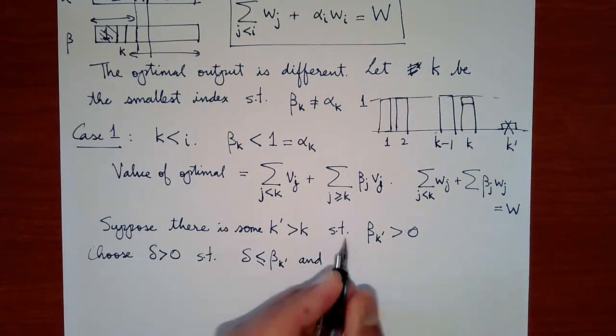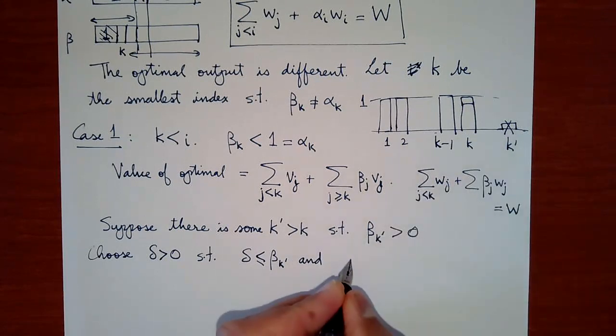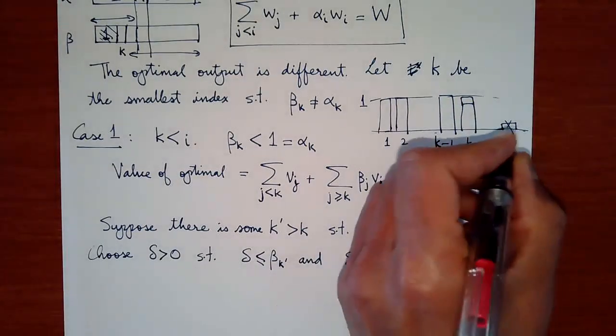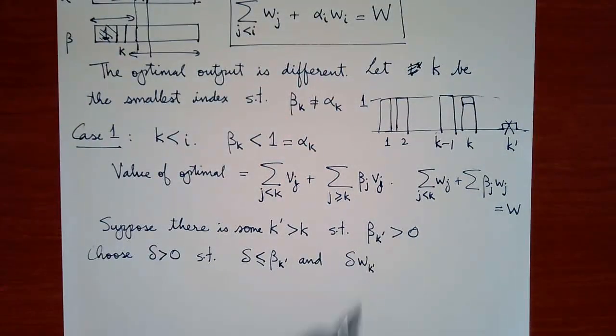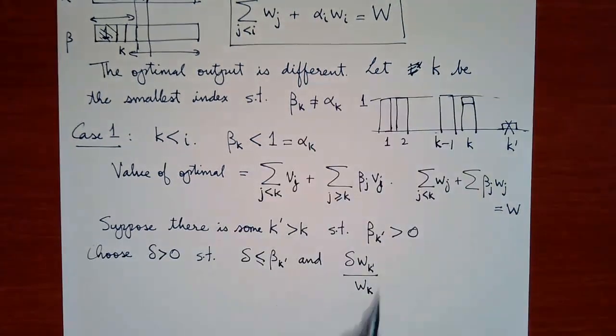And if you take away some weight from here, so you take away delta times the weight of k prime, that's the weight that you're going to remove. How much are you going to put over there? You're going to look at wk. That is the weight that you're going to put back. And this has to be less than whatever remains over there, so this has to be less than 1 minus beta k.